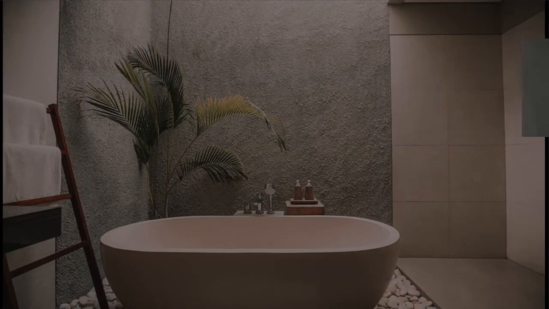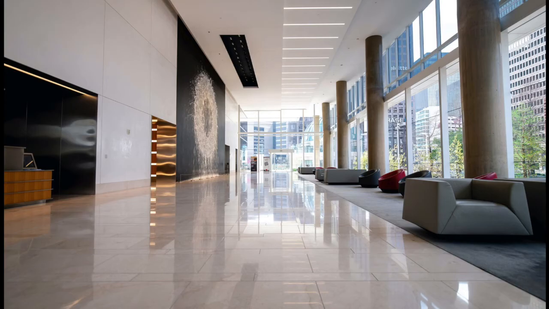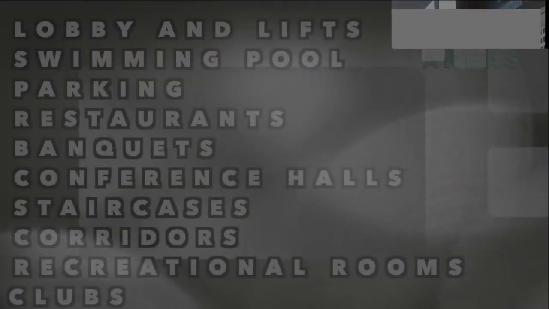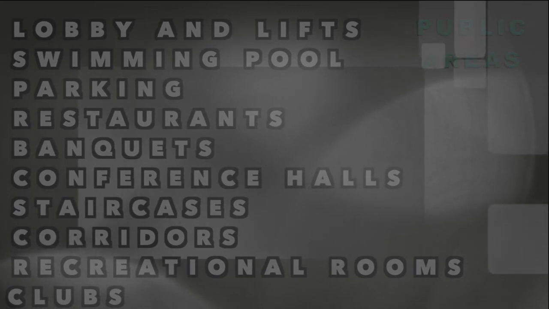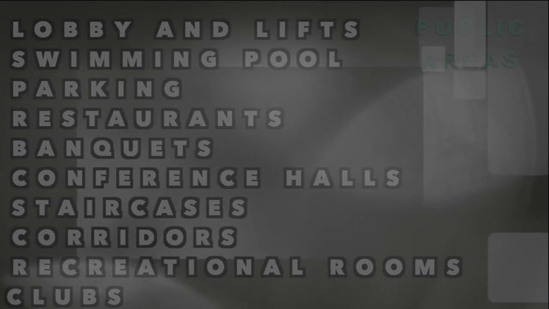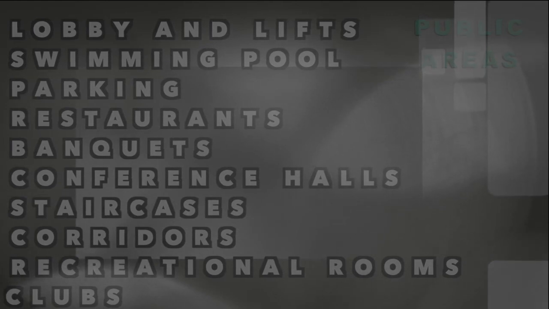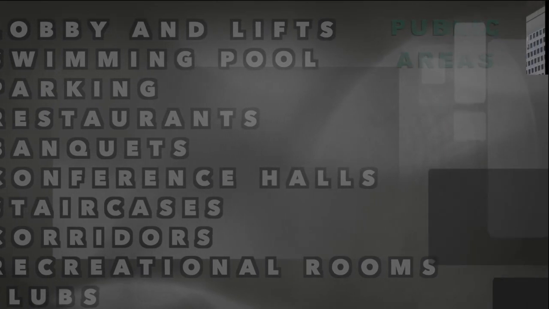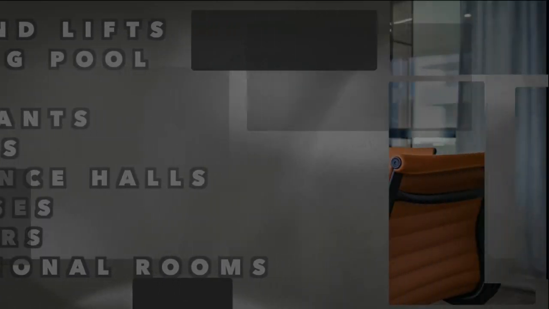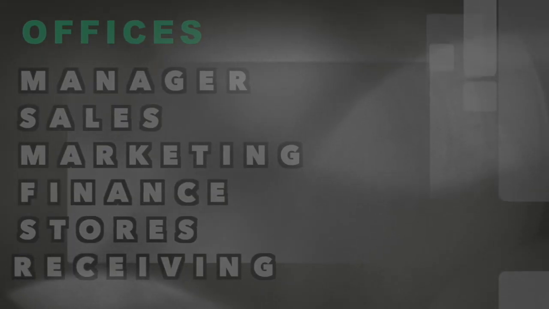to enjoy his stay. Public areas such as the lobby and lifts, these also include the front of the house areas like the swimming pool, parking, the food services, restaurants, etc. Banquets and conference halls. Also the parking area and the main porch, including the staircases, corridors, recreation rooms and clubs. Offices are also looked after by the housekeeping department. To name a few, the administrative offices like the GM's office, the sales and marketing, finance, stores and receiving.